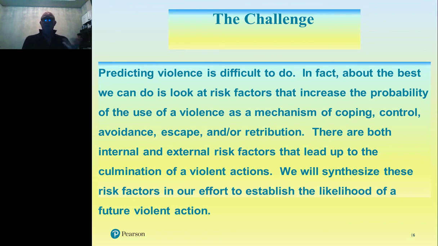So ultimately, these risk factors, which are both internal and external, do or can potentially lead up to the culmination of a violent action or actions against others. So we will look at these factors and synthesize them in an effort to establish the likelihood of future violent action. So that's our goal today.